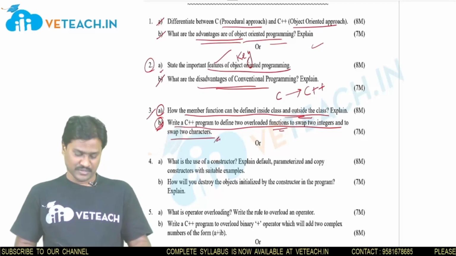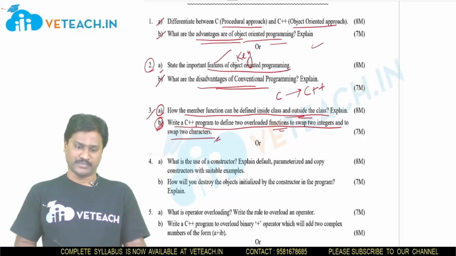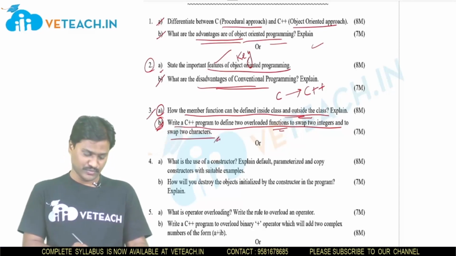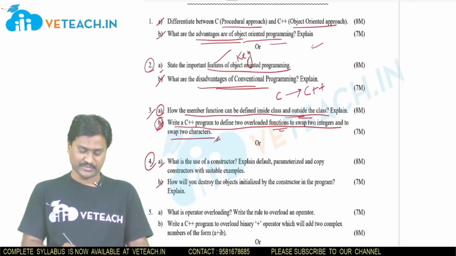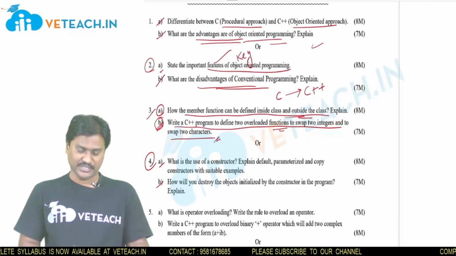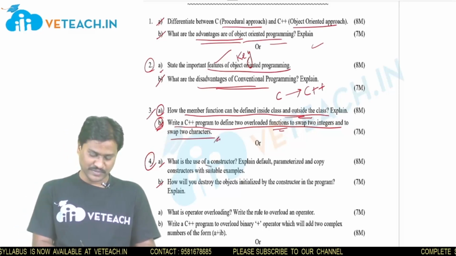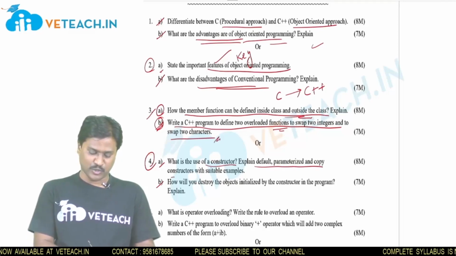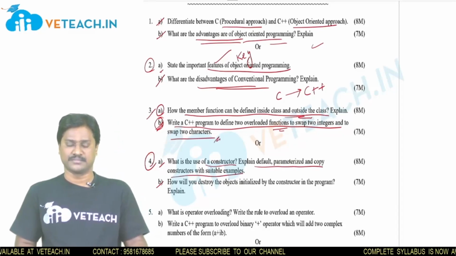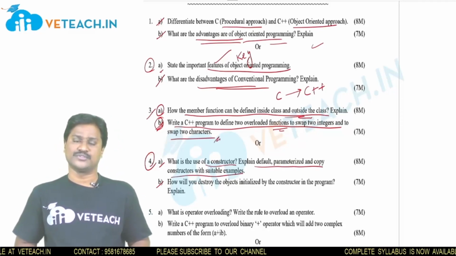Next one, from unit 2, we have another chapter called constructor and destructor. So fourth question, these two sub questions A and B are from this constructor and destructor concept. See the first one, what is the use of constructor? Explain default, parameterized and copy constructor with suitable example. So here, what is the use of this constructor?